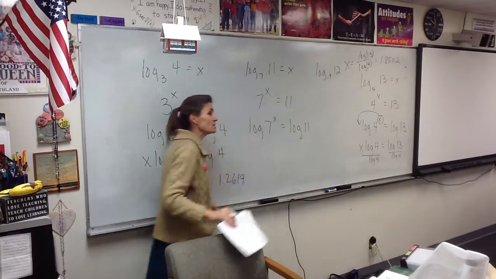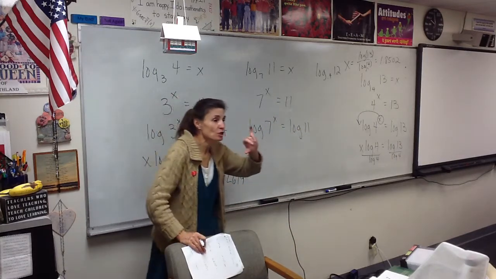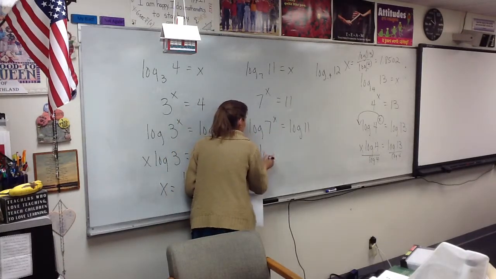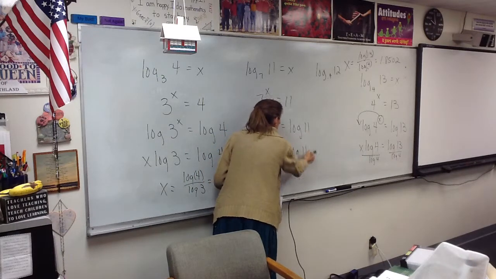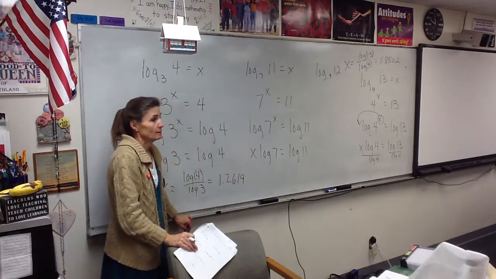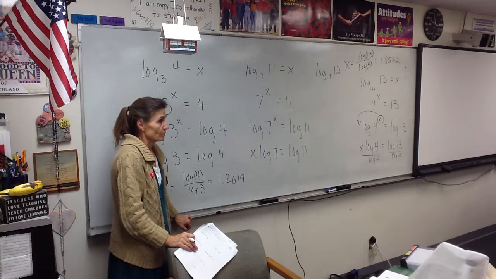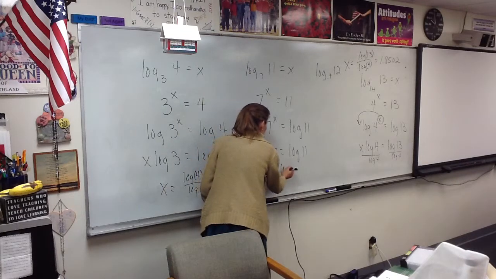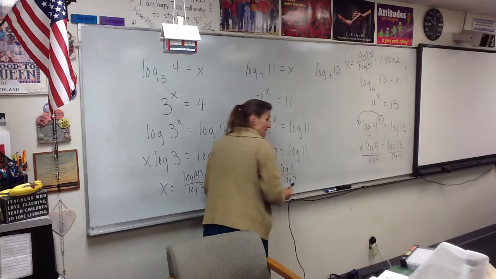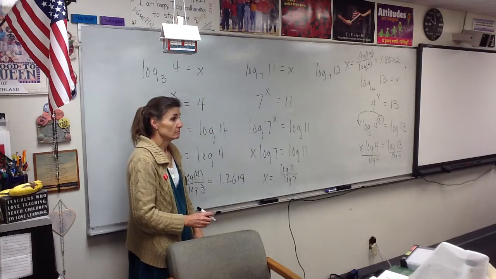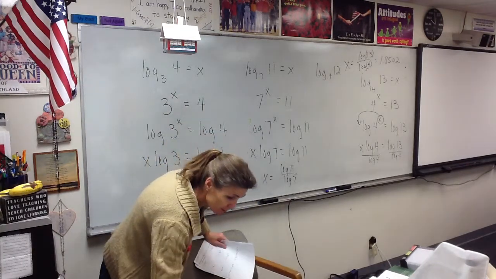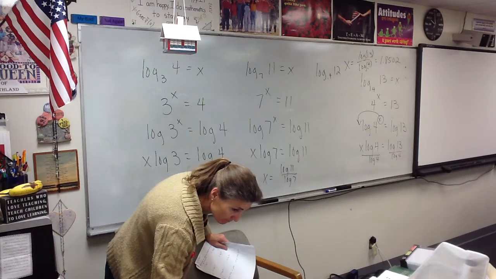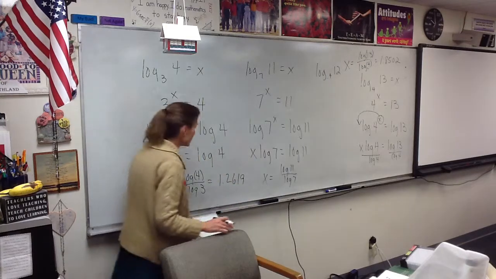And the reason that I do that is so now I can do this magical, mystical step, which is what? The x comes out in front. That's one of our properties of logarithms that we talked about last week. So my answer will end up being the log of 11 divided by the log of 7, which is 1.2323.